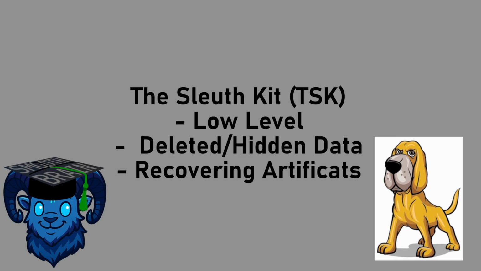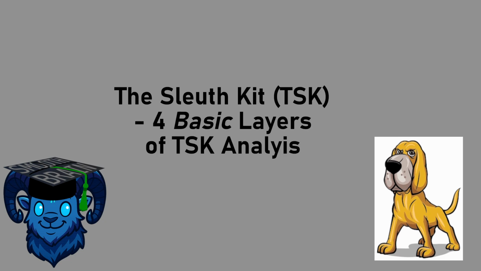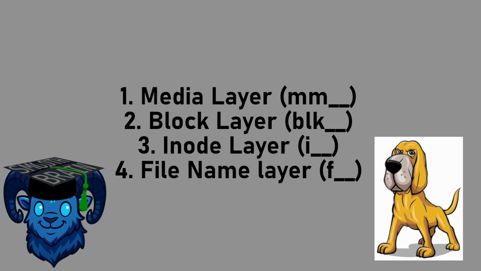So what really makes this powerful is that it can analyze file systems at a low level, meaning we can recover deleted files, examine hidden data, and extract artifacts that normal file browsers can't see. Just before we jump into the tool, I want to talk about the way in which Sleuth Kit organizes analysis into 4 distinct layers. It's very important and will give us a better understanding of how the commands will be used. The first layer is the media layer. This includes the high-level metadata related to the sectors or partitioning of a drive, and the commands used to interact with it start with MM.